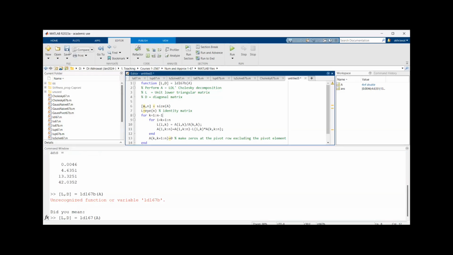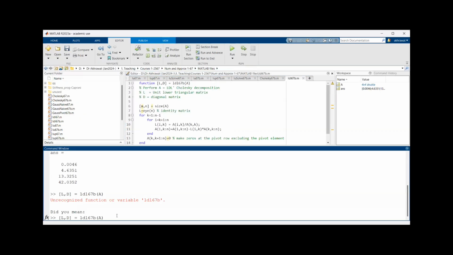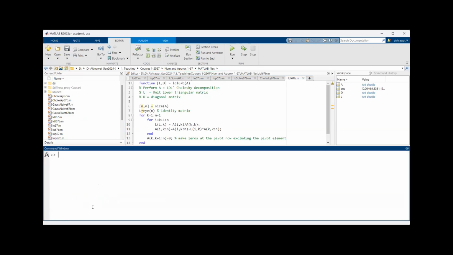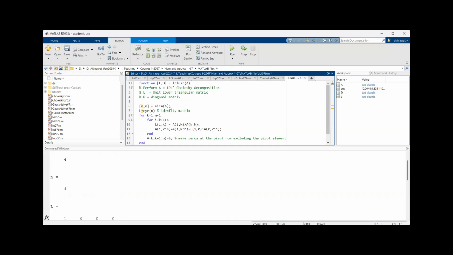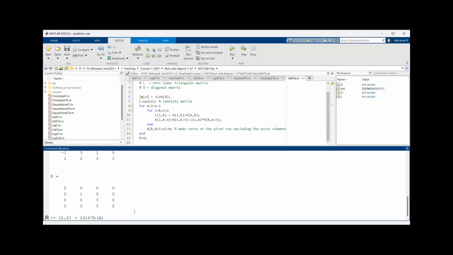And then I call this. Oh, I forgot to save the file. Save. Okay, here's my result. I have a semicolon here. Let me clear the screen. Put semicolon. It is okay. So I want to see only L and D.